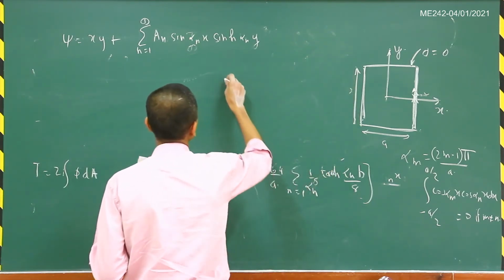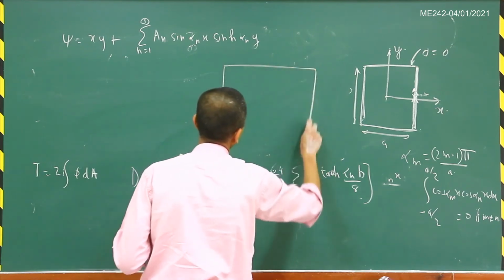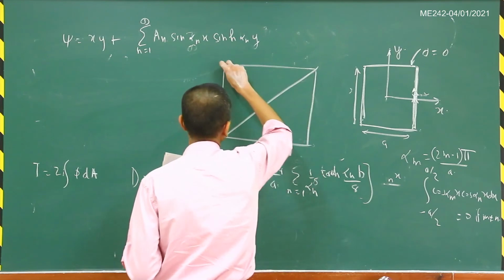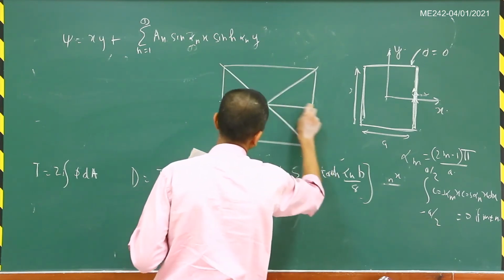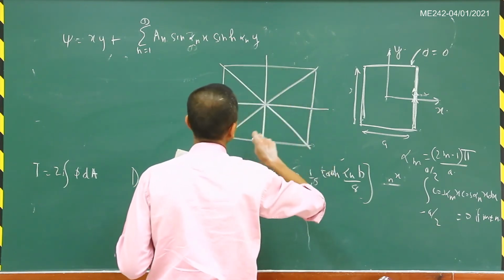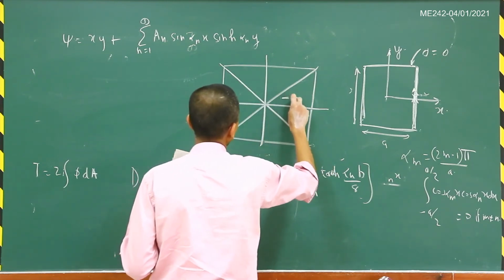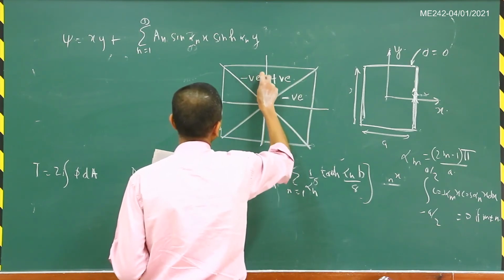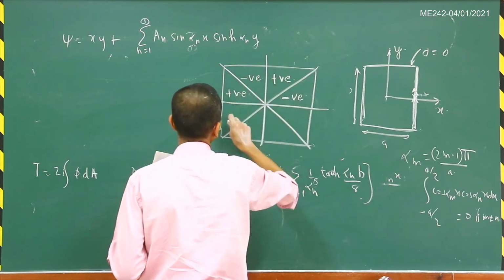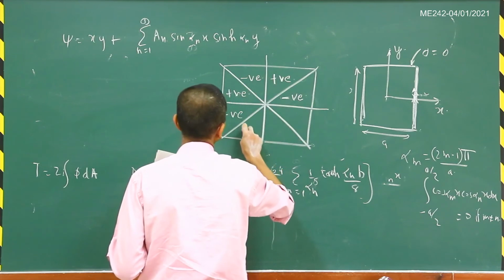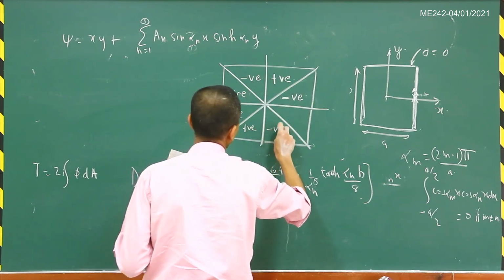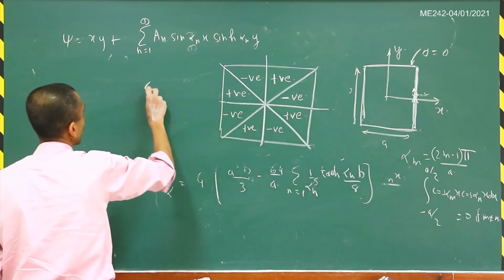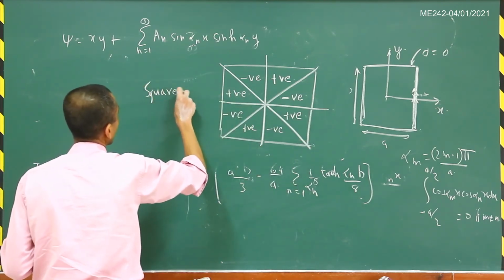Okay. So suppose I take a square cross section. So these diagonals will also be the symmetry axes in this particular case. So you will now get this will be negative, this will be positive, this will be negative, this will be positive, this will be negative, this will be positive, this will be negative, and this will be positive. So this is a square cross section.